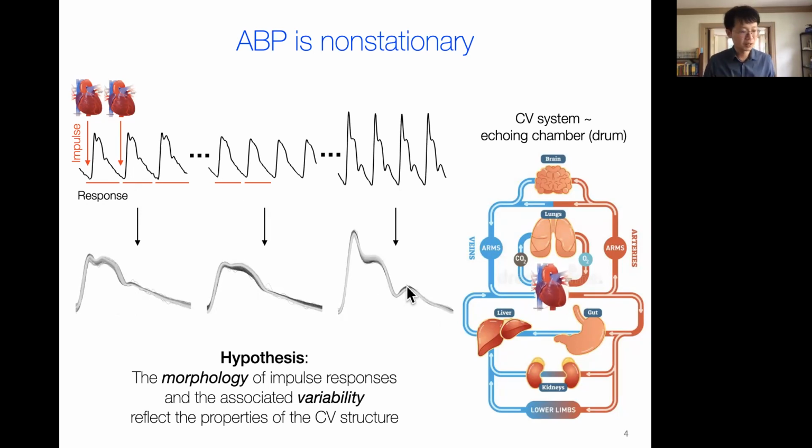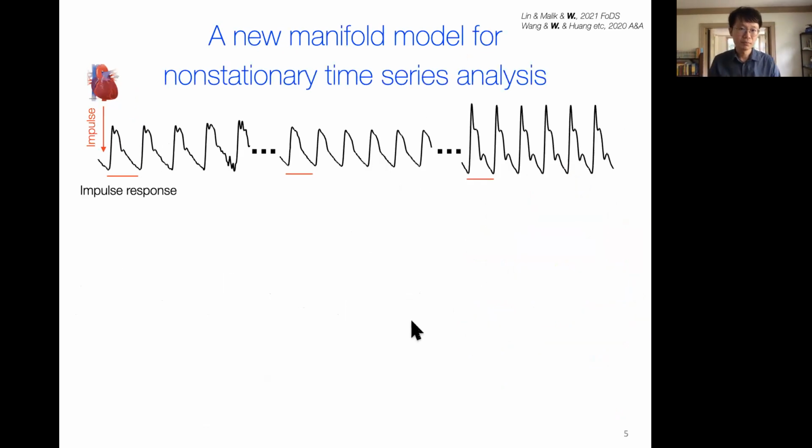Something very much like a drum: you click it, and if you change the structure of the drum and click it, then you hear different sounds. So that is something we are interested in quantifying, and we suspect that such differences, such variability, will give us the information we are interested in.